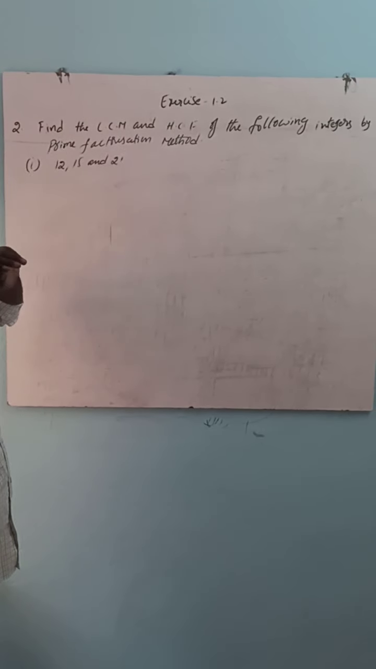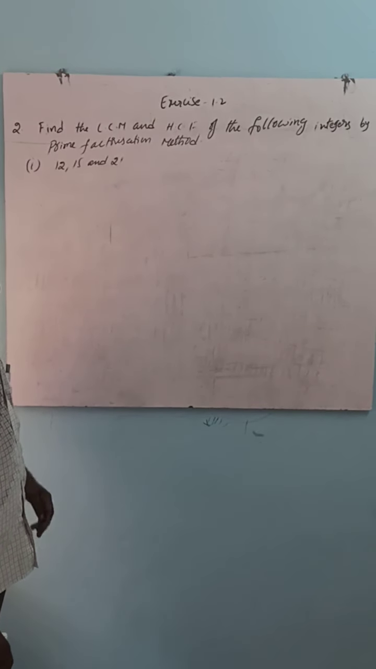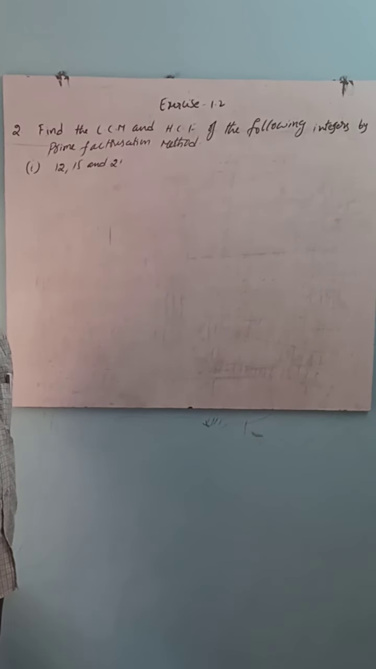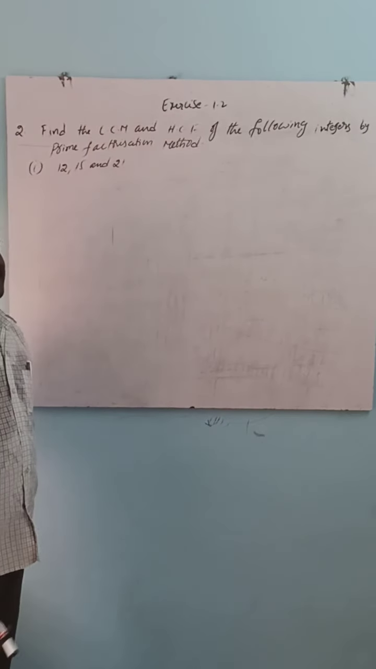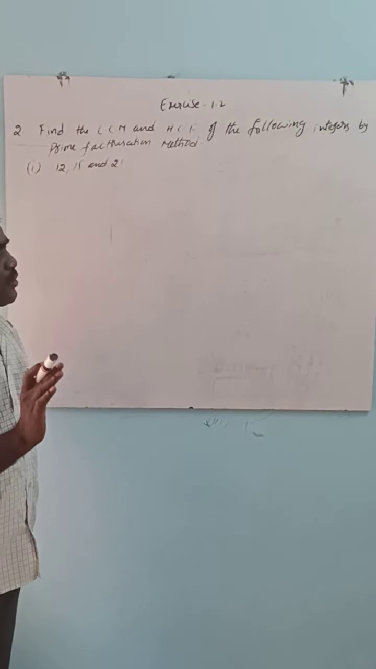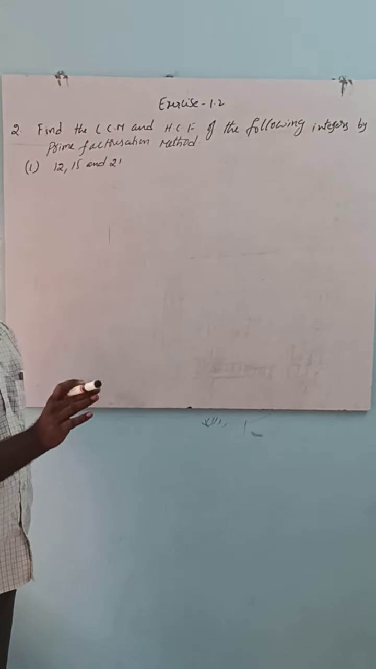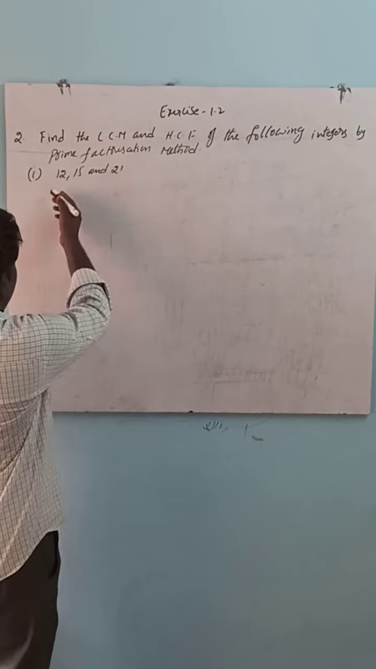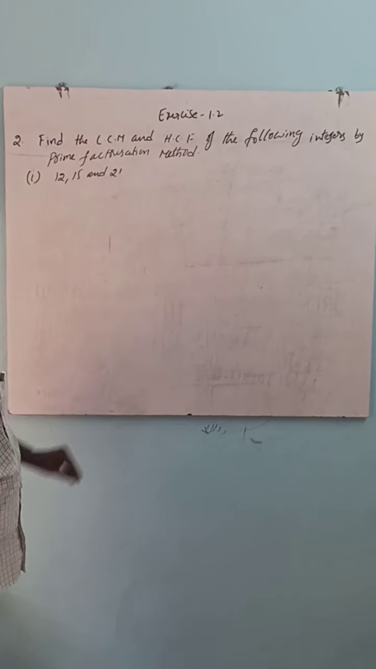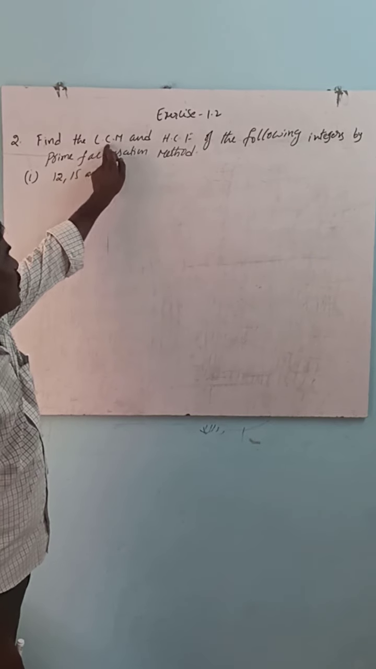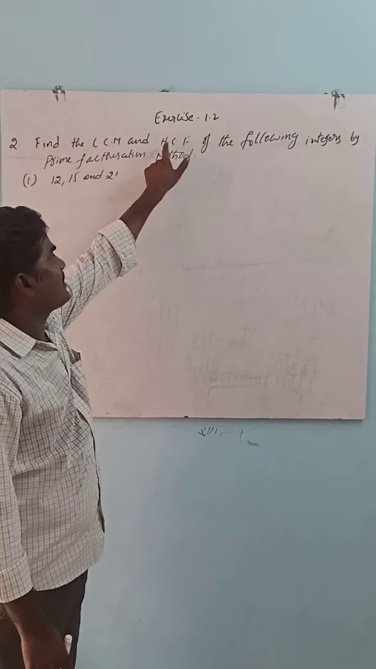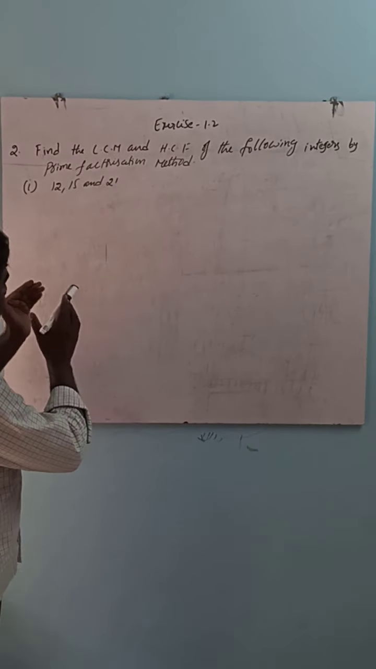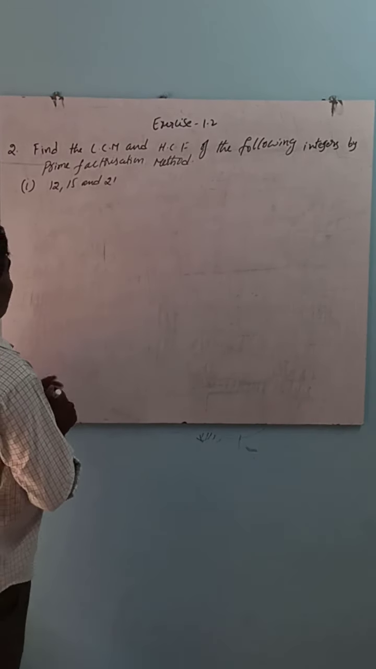Second one. Find the LCM and HCF of the following integers by the prime factorization method. Prime factorization method means a number we can write as a product of power of prime factors. So here the first one is 12, 15, 21. LCM means least common multiple, HCF means highest common factor. First we write as a product of power of prime factors.